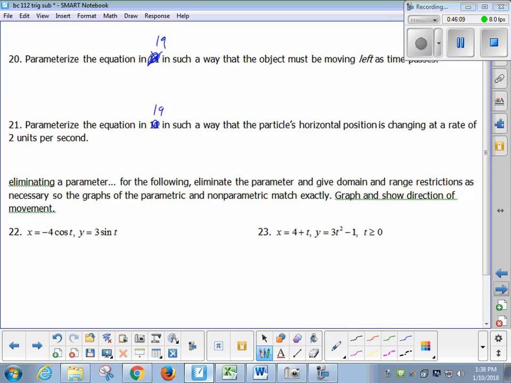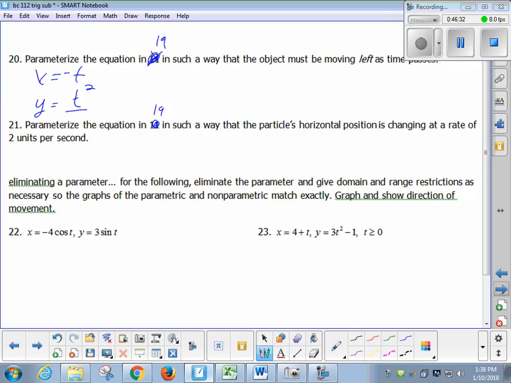How do I get it to move left? X equals -t. Yes, x equals -t. What about y, though? It can be t squared still, because the square would still take out the negative.